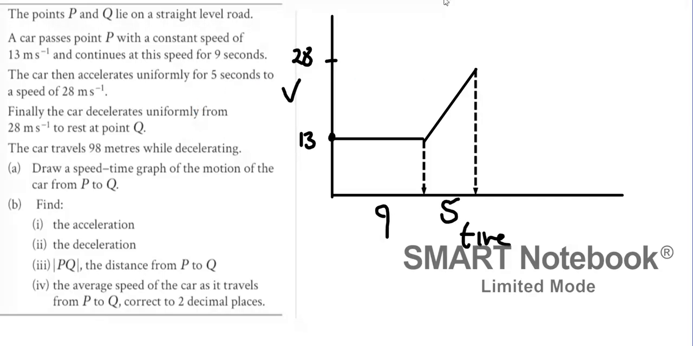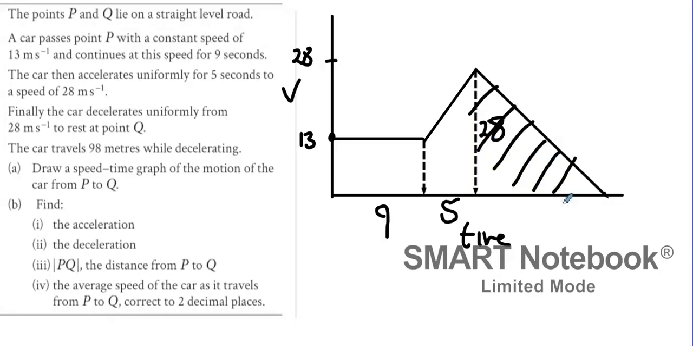So we're going to go straight down from 28 to 0, and your graph should look something like this. Now, 28 to 0. Is that okay with you guys? Would you agree that the height of this line is 28? What's the area of this triangle? It's 98, because it traveled 98 meters during deceleration.